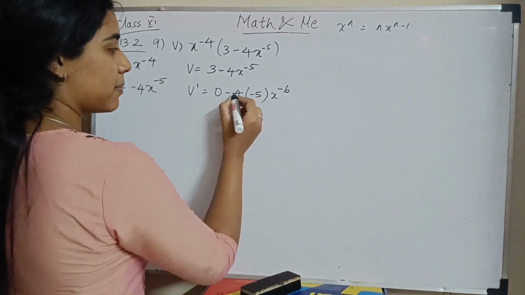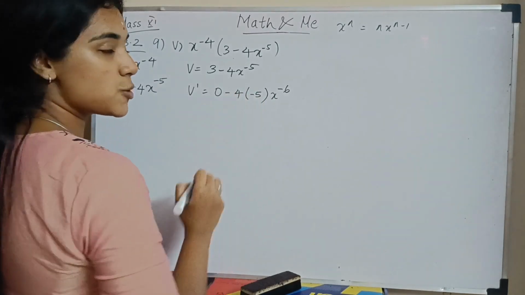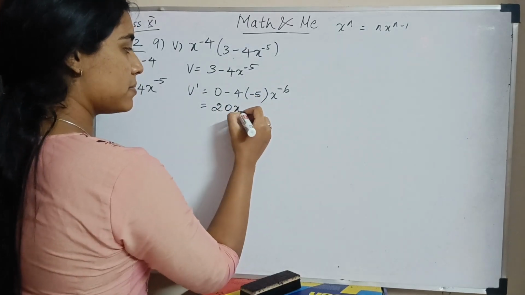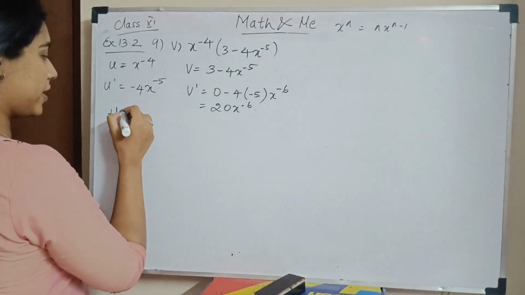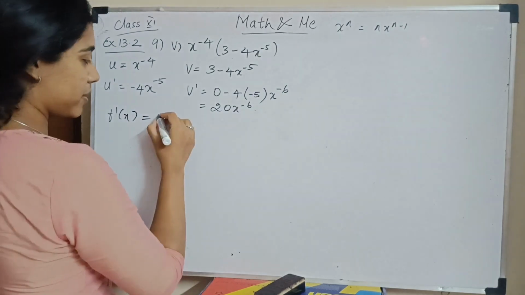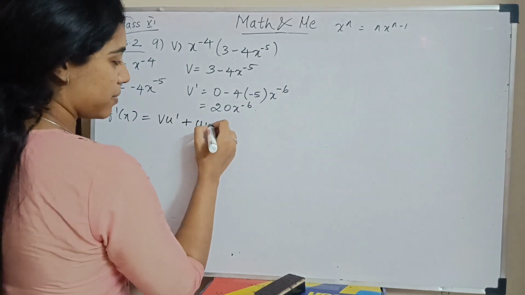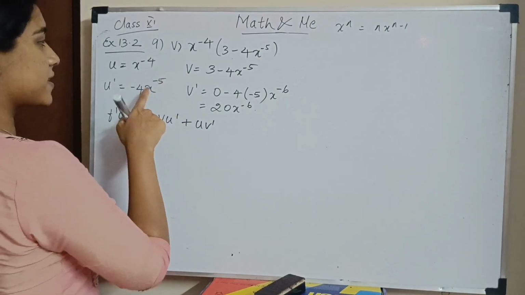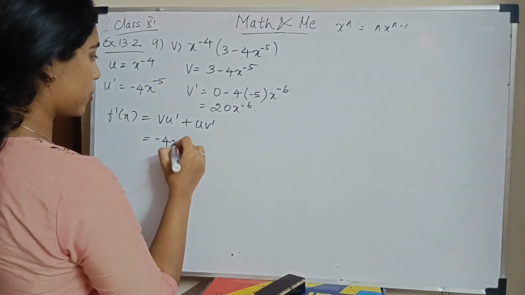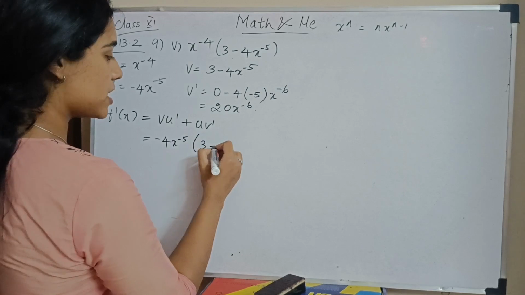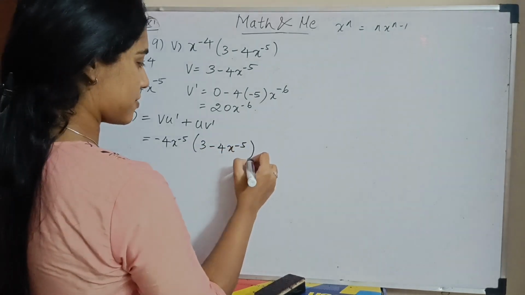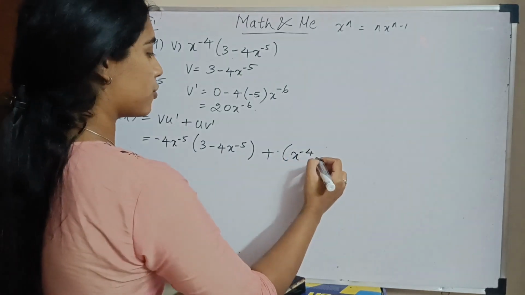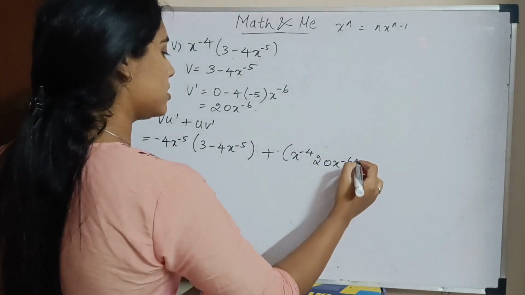minus 6. Why do we put the bracket? Minus into minus becomes plus. So what do you have? 5 fours are 20 times x to the minus 6. So what will be your f dash of x? F dash of x will be vu dash plus uv dash. So what is your vu dash? vu dash is nothing but minus 4x to the minus 5 times (3 minus 4x to the minus 5), plus uv dash, which is x to the minus 4 times 20 x to the minus 6.